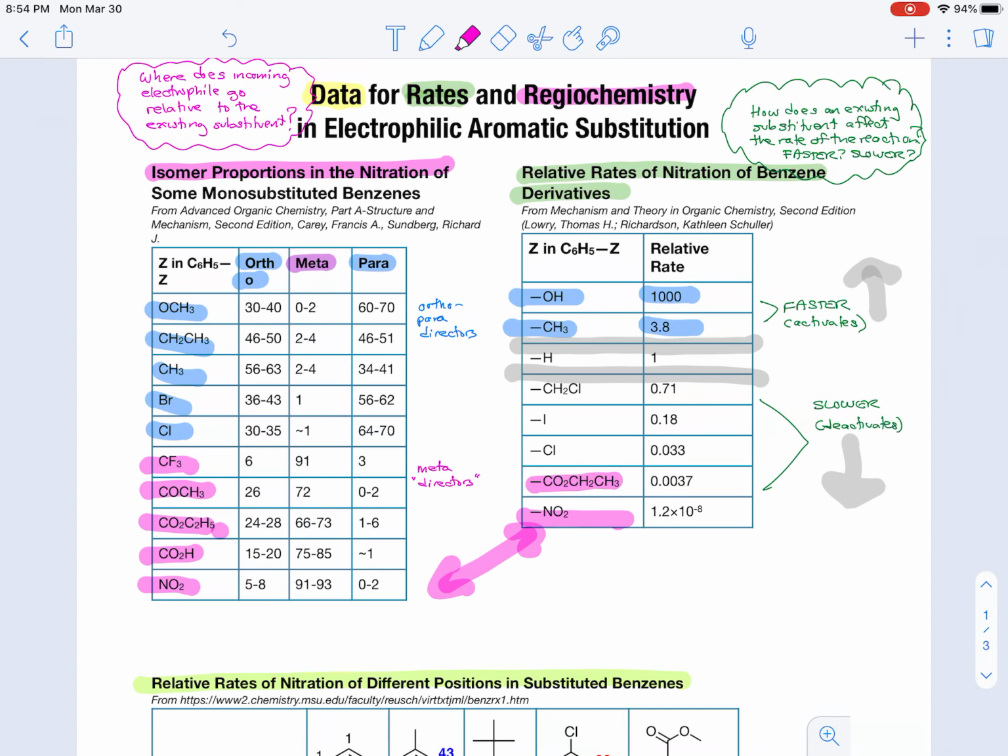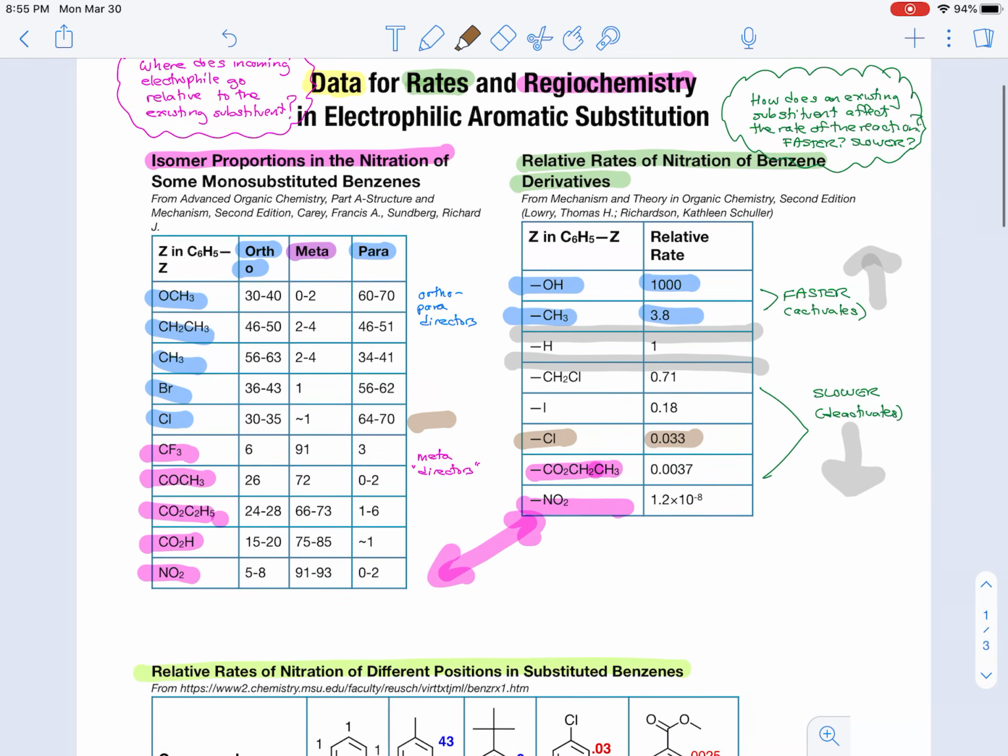This group has an ethyl. So again, we have a deactivator that's also a meta director. And things are looking pretty good until we get to the halogens. With the halogens, for example chlorine, you can see that chlorine is a deactivator, but it is an ortho, para director.